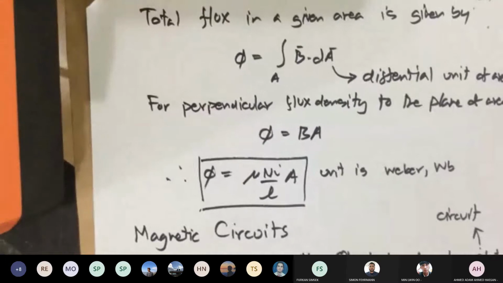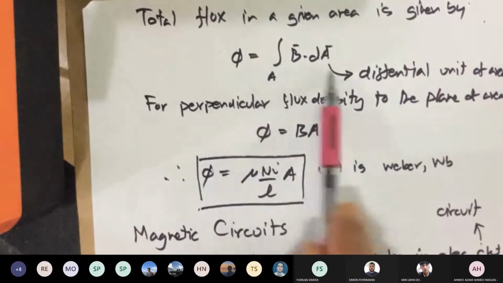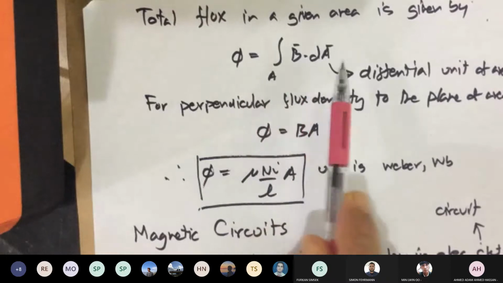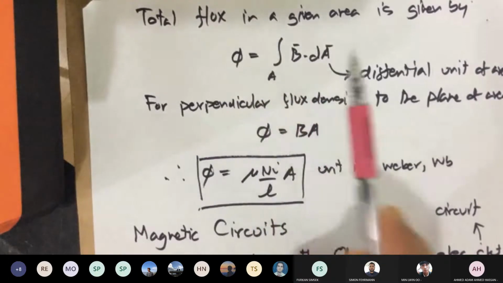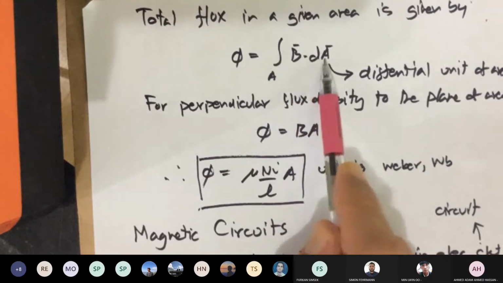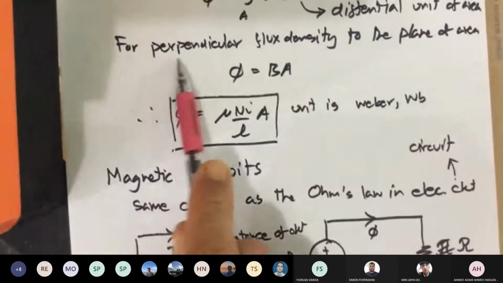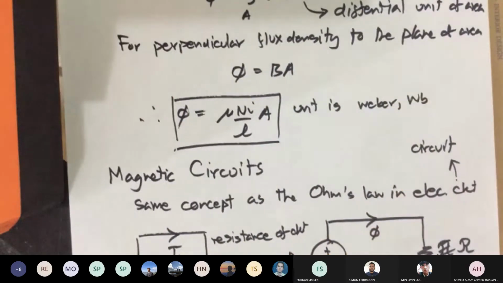Now, we can also apply this to determine the flux. The total flux in a given area is given by this equation. Again, don't get scared by this area integration of phi, but this is a flux equation in any form or shape. Closed surface integration of magnetic field dot dA. We're not going to use this because in our course, we assume perpendicular flux to the plane of the area.